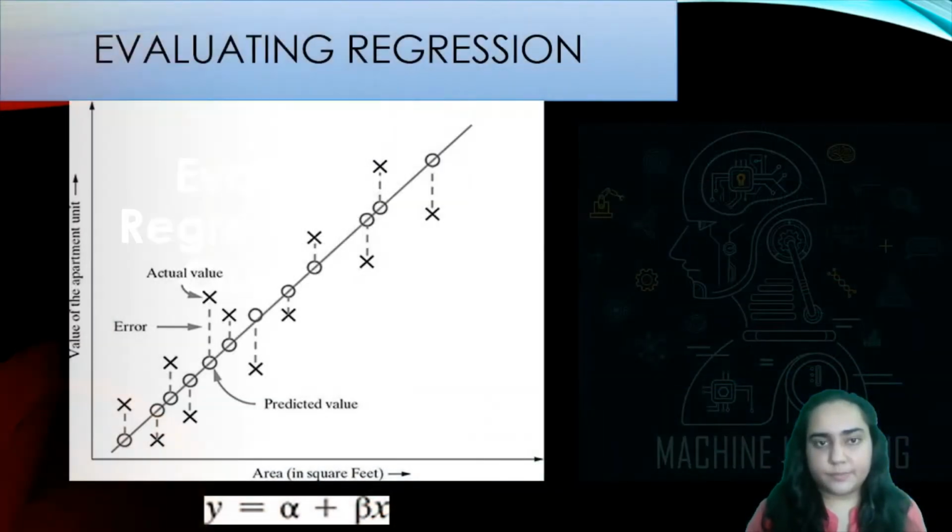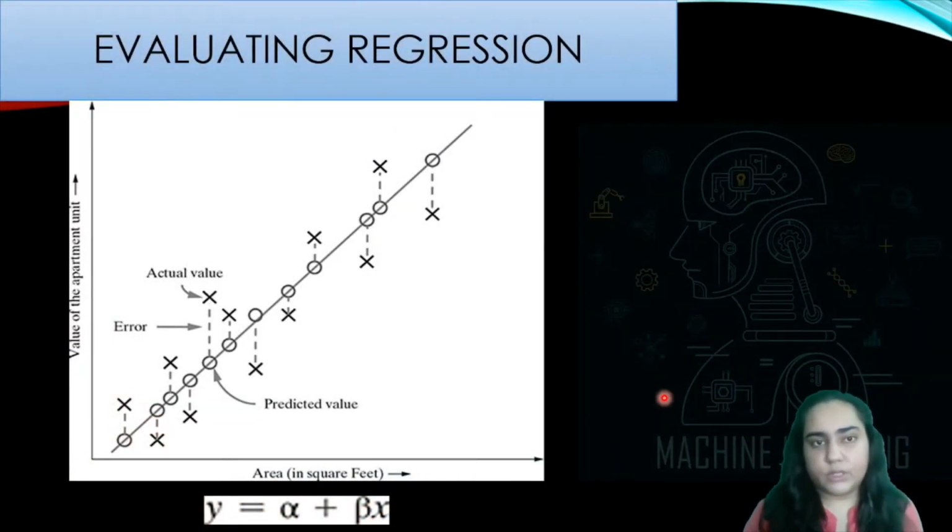So let's begin. First of all, how do you evaluate regression? So we know that regression, a simple linear regression, can be shown through this line, which is y is equal to alpha plus beta x. Here we know that x is the independent variable which is used to predict the value of y, which is the dependent variable. And we also have alpha and beta, where alpha is the y-intercept and beta is the slope. So these are the things that we require.